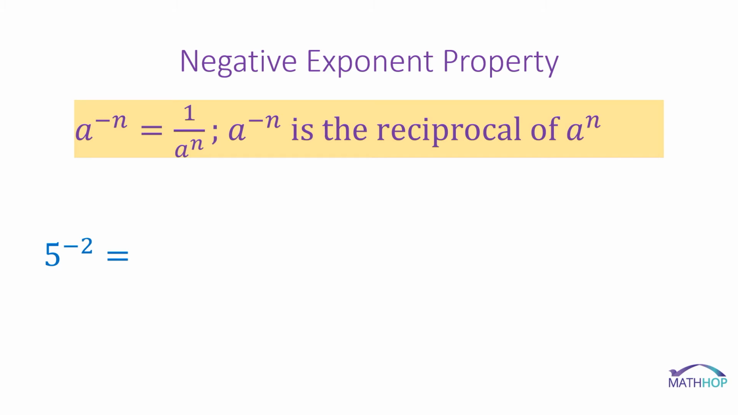5 to the negative second power. So that says this should be the reciprocal of 5 squared. And in fact, it is. It is 1 over 5 to the positive 2 power, or 1/25.